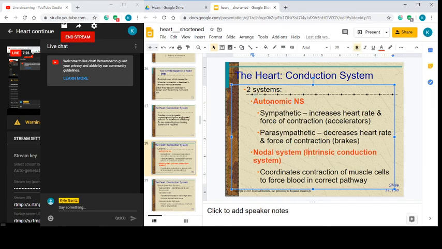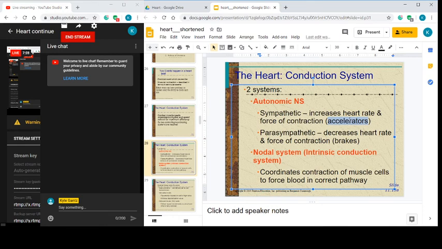Okay, the autonomic sympathetic increases the heart rate and force of contraction. They're accelerators, right? If we remember back a chapter, we talked about sympathetic being fight or flight, meaning someone jumps out from behind the door and scares you. What happens? Your heart immediately starts beating fast, right? That is the sympathetic nervous system taking over. So that's an accelerator. That's going to increase the beat frequency of your heart.